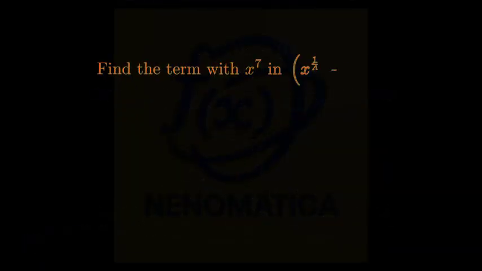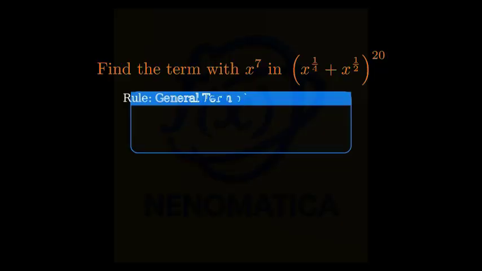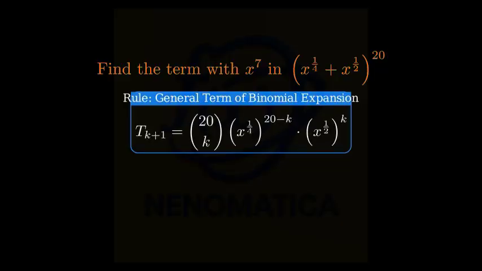Here is the problem. We want the coefficient and the power for x to the 7th. Step 1. Write the general term of the binomial expansion. The general term is t sub k plus 1 equals 20 choose k times x to the 1/4 to the power 20 minus k times x to the 1/2 to the power k.